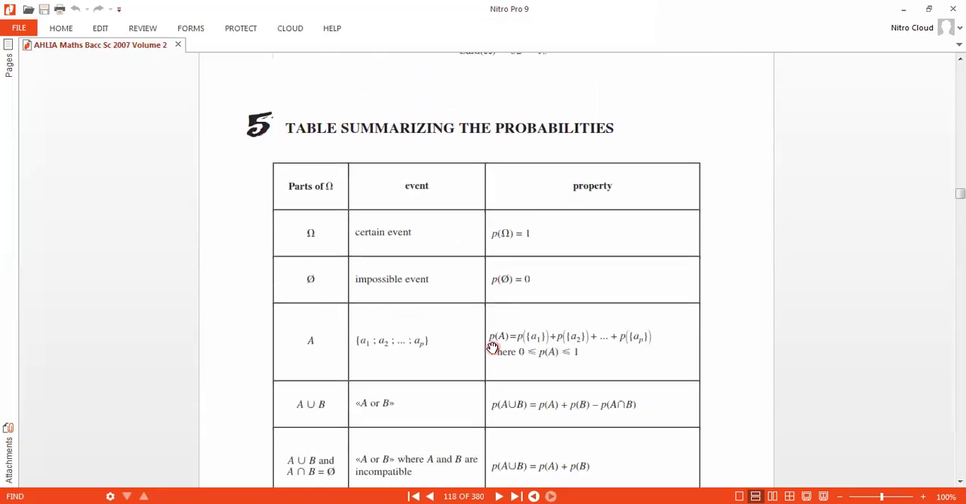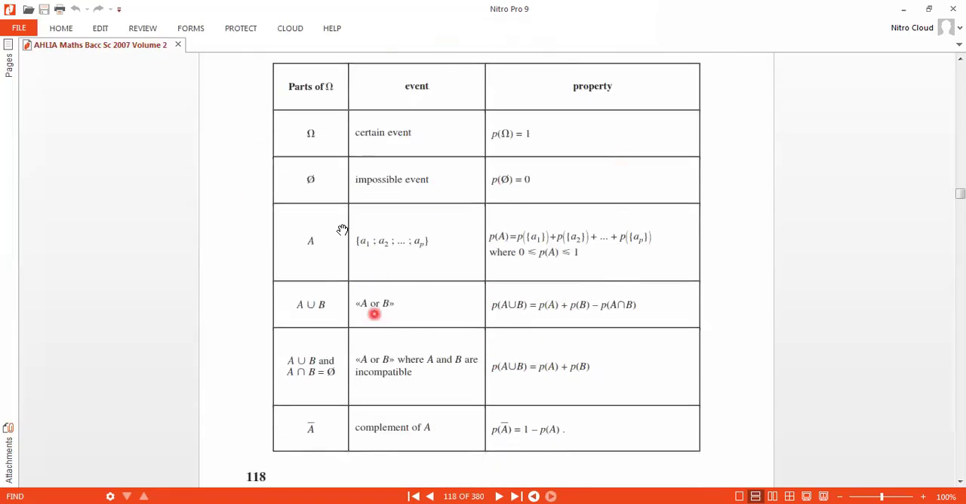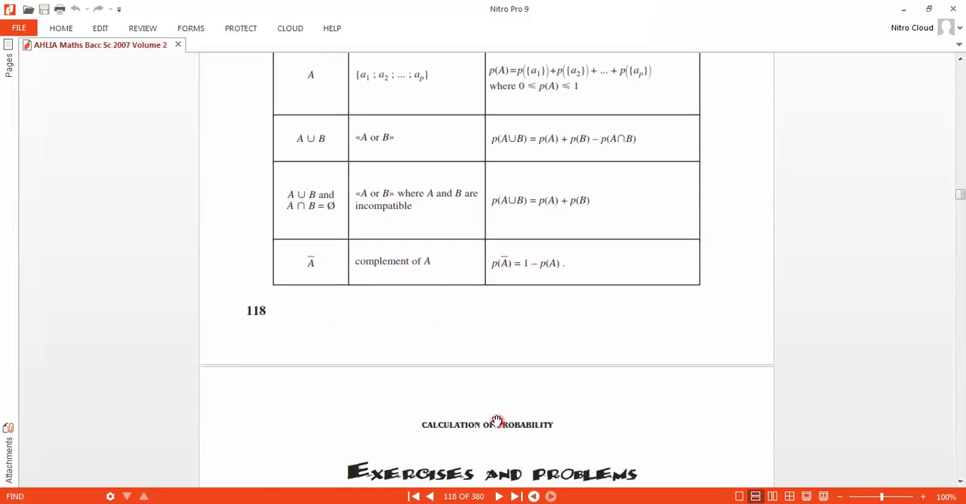So that's our lesson in general. This is the summary. The probability of the sample set is 1. Probability of phi equals 0. Probability of A union B equals probability of A plus probability of B minus their intersection. If we don't have an intersection, we say that the two events are incompatible, so we cross out the intersection. So only left is probability of A union B equals probability of A plus probability of B. When we have a complement of an event, the probability of the complement is 1 minus the probability of the event itself.